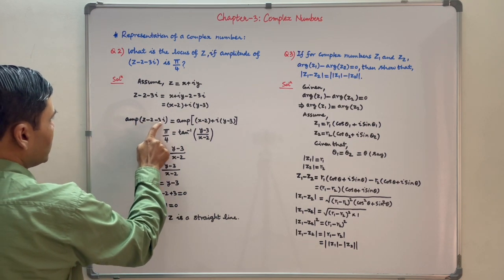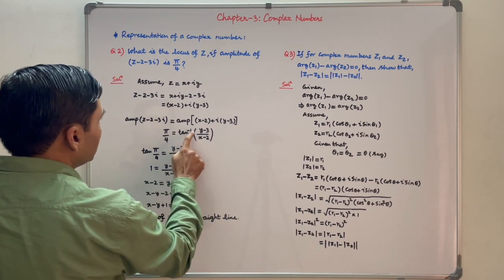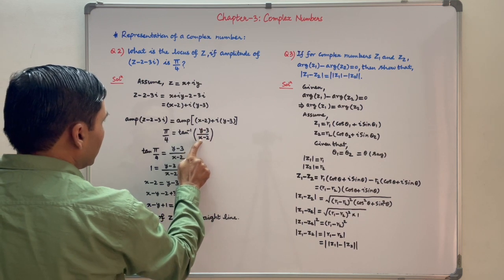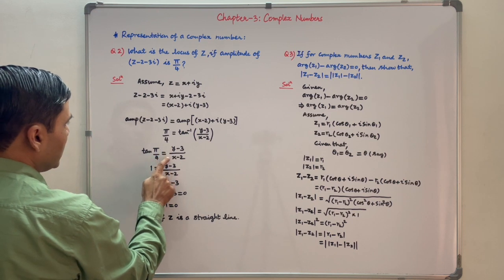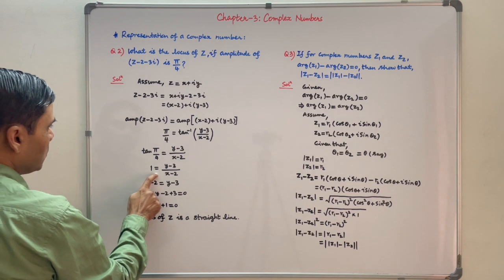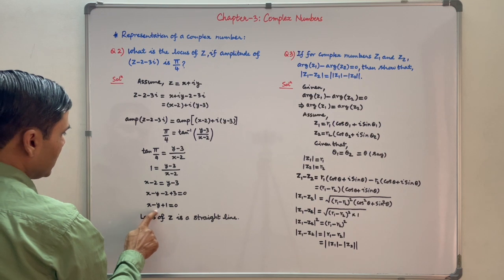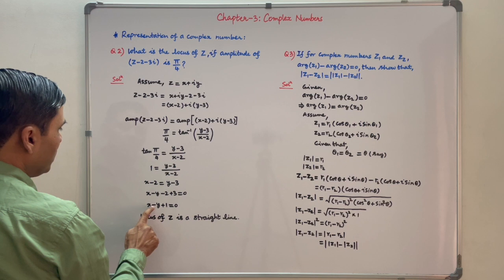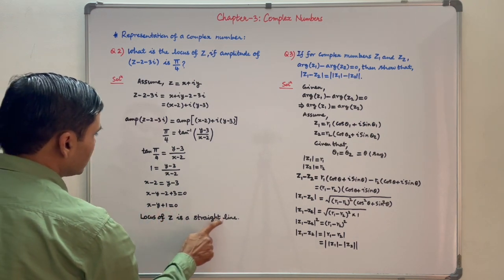Amplitude of z minus 2 minus 3i is given as pi by 4. Amplitude of this is equal to tan inverse imaginary part upon real part, or tan inverse y minus 3 upon x minus 2. So it is tan pi by 4 is equal to y minus 3 upon x minus 2. Value of tan pi by 4 is equal to 1. So 1 is equal to y minus 3 upon x minus 2. It can be simplified as x minus y plus 1 is equal to 0. This is equation of straight line in the form ax plus by plus c is equal to 0. So locus of z is a straight line.